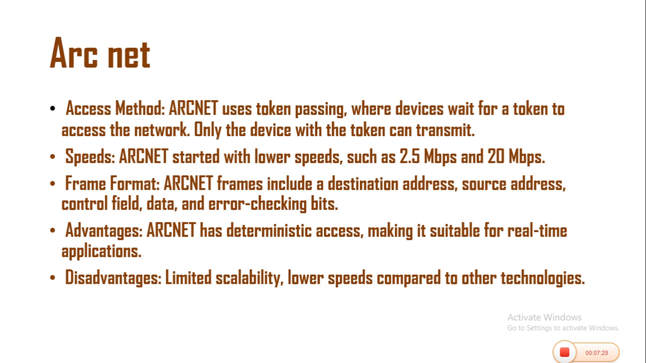Speed. ARPANET started with lower speeds such as 2.5 MB per second and 20 MB per second. Frame formats. ARPANET frames include a destination address, source address, control field, data and error checking bits. Advantage. ARPANET has deterministic access, making it suitable for real-time applications. Disadvantage. There is limited scalability and lower speed compared to other technologies. This brings us to the end of today's lesson.